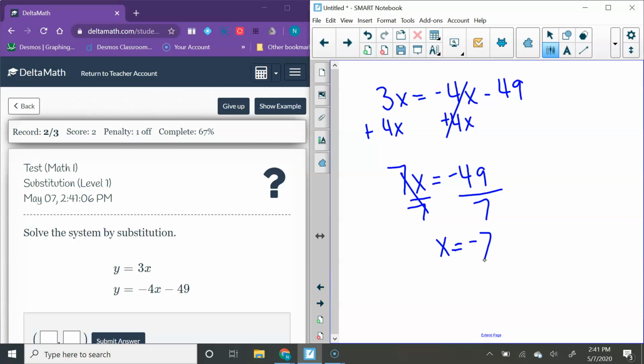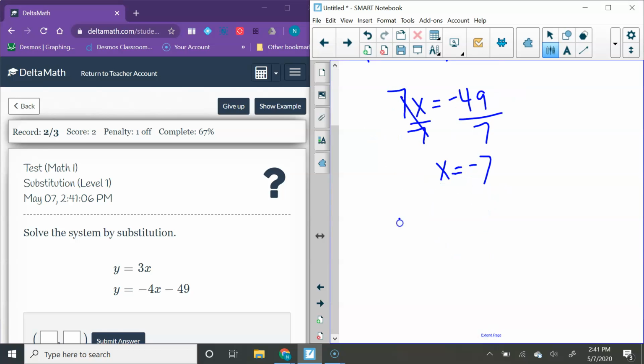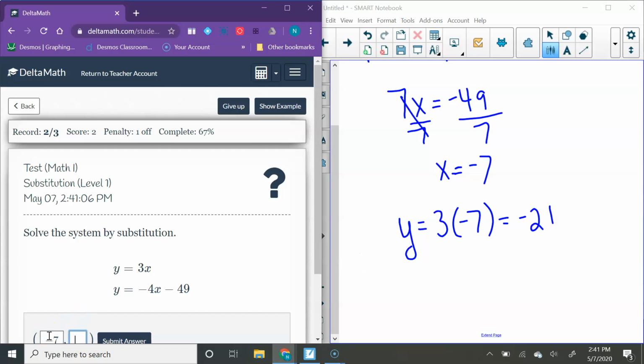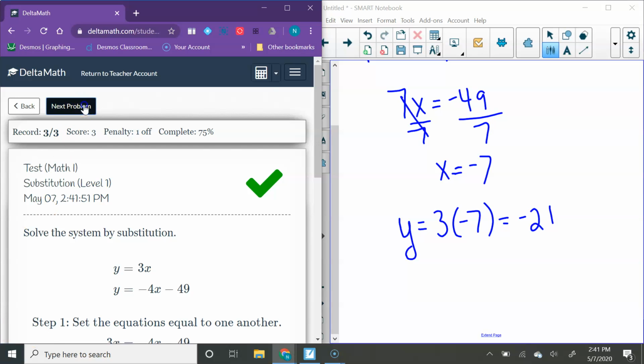negative 7. You need the y coordinate that goes with it, so we're just going to plug that back in. Y equals 3 times negative 7, which gives us negative 21. And so negative 7, negative 21 is going to be our answer for that.